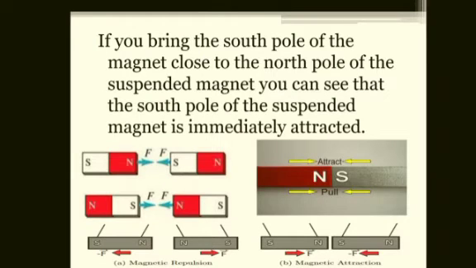If you bring the south pole of the magnet close to the north pole of the suspended magnet, you can see that the suspended magnet is immediately attracted. So this time we are bringing the south pole of the magnet close to the north pole of the suspended magnet. You can see that it is getting attracted immediately when we give a south pole, and if you give a north pole, the south pole of the magnet will get attracted.